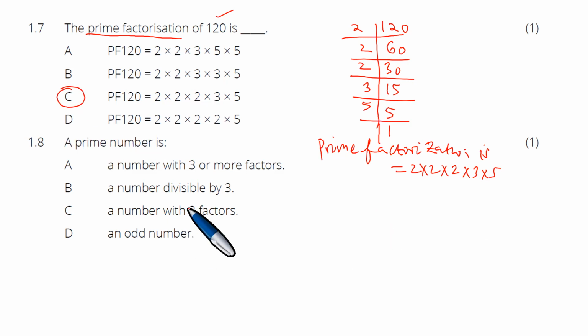Right, question 1.8, excuse me. A prime number is what? Okay, so we have that a prime number is a number with 3 or more factors, a number divisible by 3, a number with 2 factors, an odd number. Which one do you think is correct here? I'm giving you 1 minute.